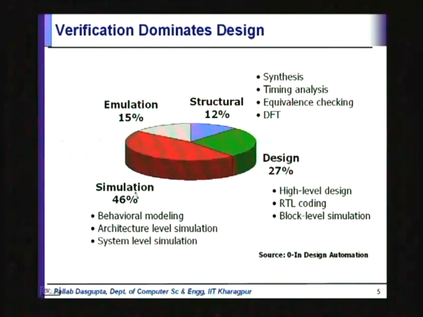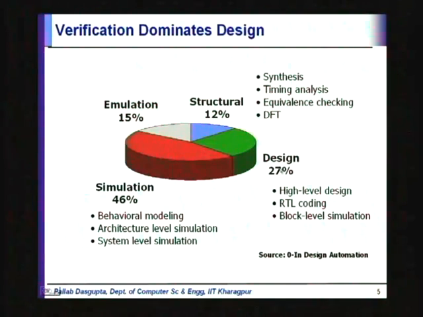So you see that here the major chunk of this is spent in simulation, almost 46%. That involves architecture level simulation and system level simulation. That means you integrate the entire RTL and then simulate that, and that simulation takes a huge amount of time, and also behavioral modeling. So all of these take up 46% of the time. This is the major chunk of the verification.